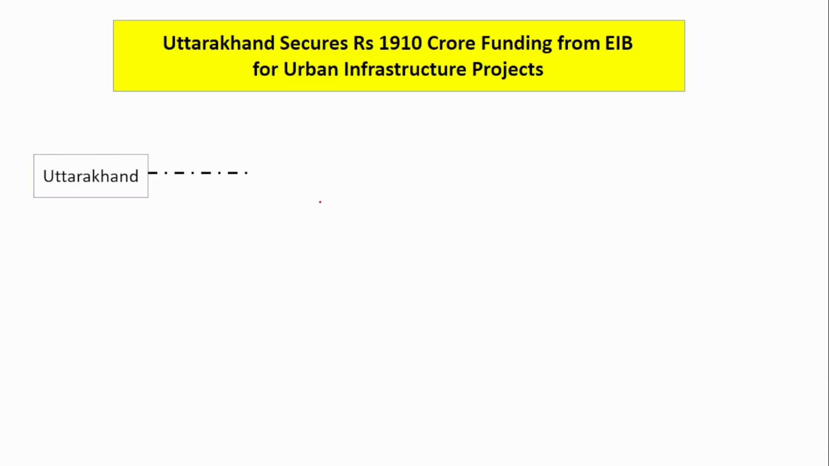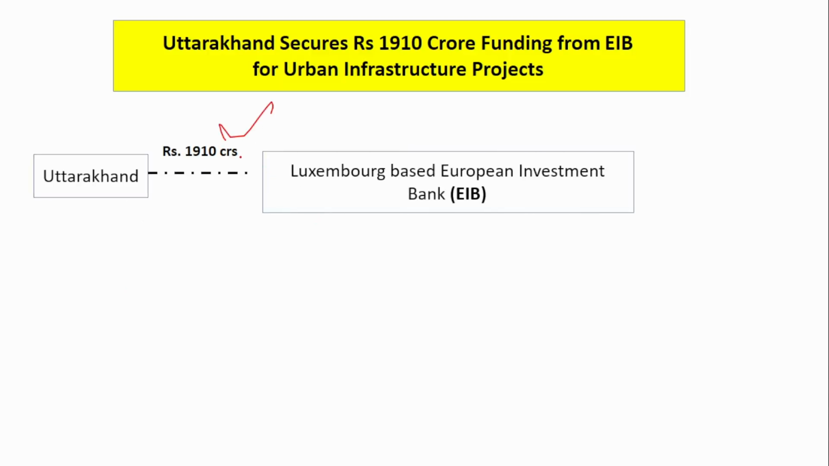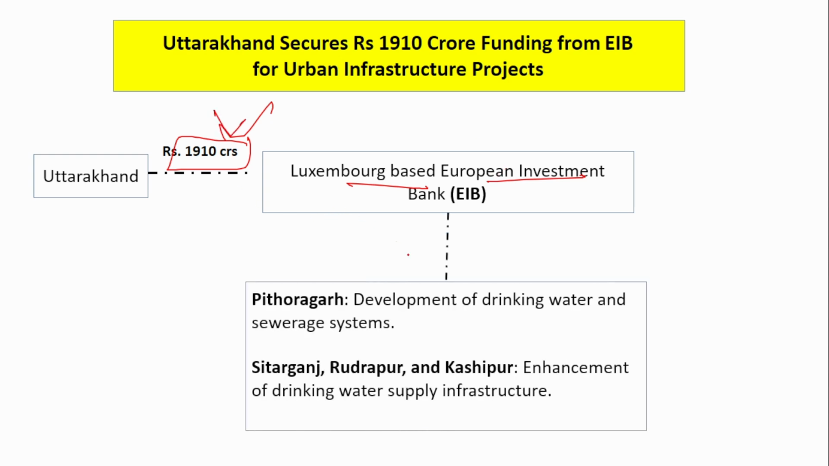Next is the Uttarakhand state. It had secured 1,910 crores from the Luxembourg-based European Investment Bank. So, from the Luxembourg-based European Investment Bank, it has received around 1,910 crores. This will be used for improvement of the drinking water and the sewage system, and also enhancement of the drinking water supply infrastructure in these cities of Uttarakhand. Remember the amount, it is 1,910 crores, and the two parties involved here, that is Uttarakhand and the European Investment Bank.